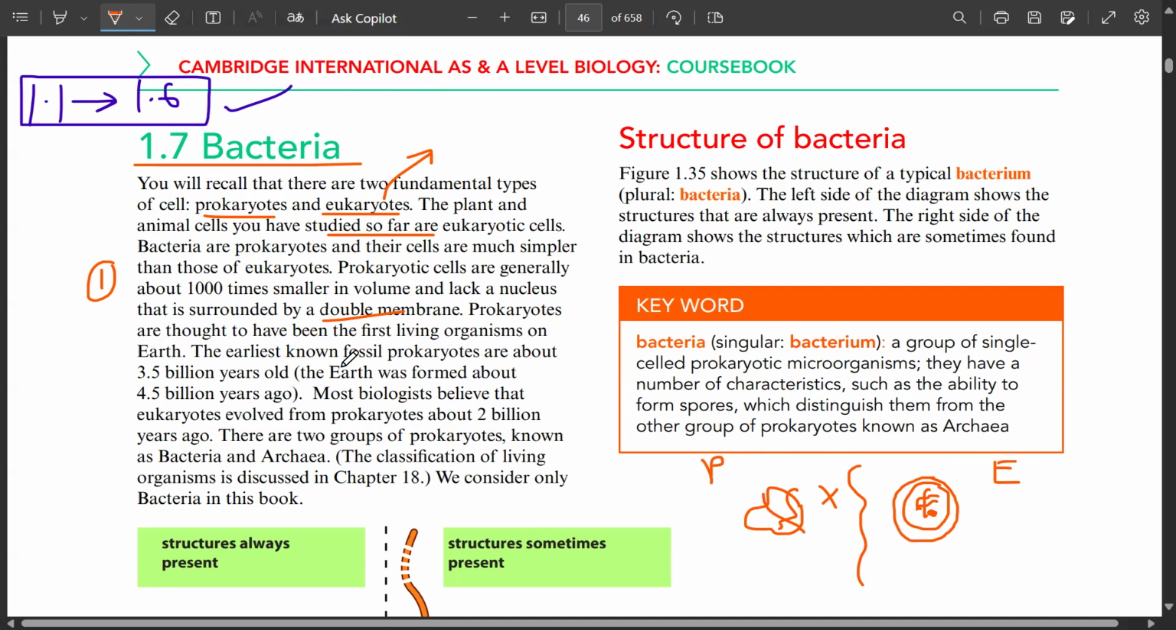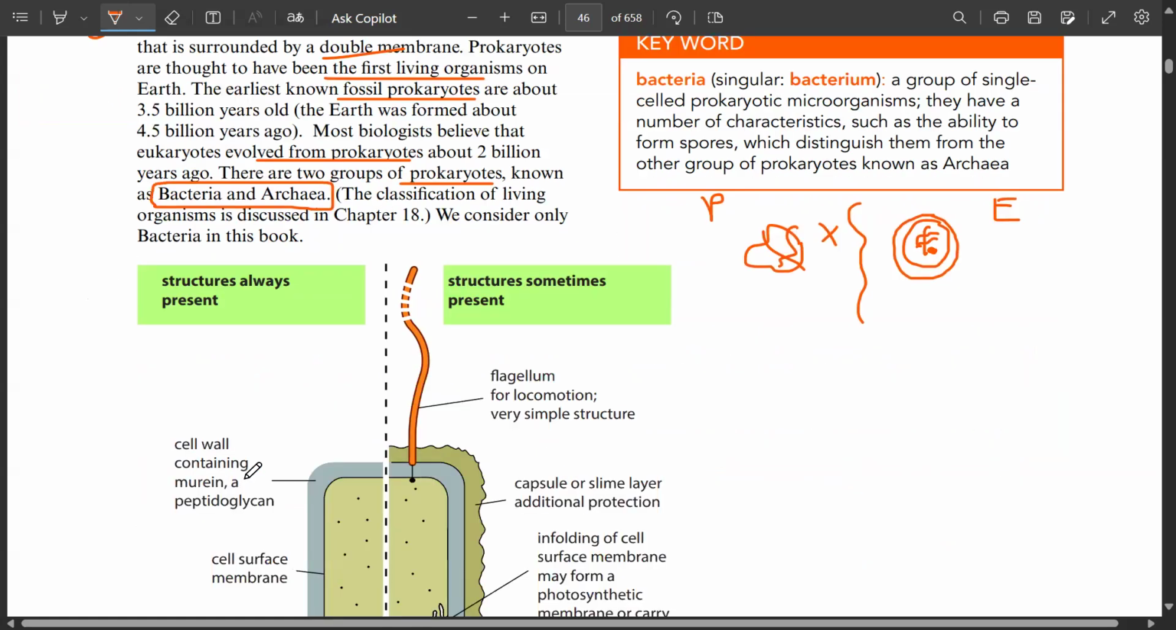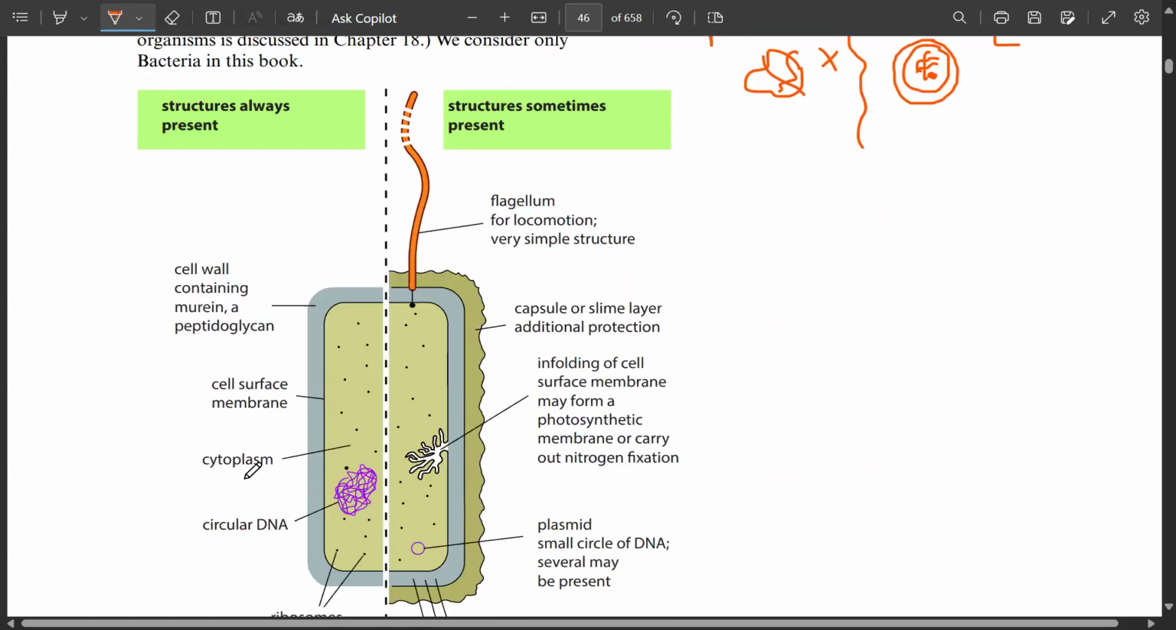Prokaryotes are thought to have been the first living organisms on Earth. The earliest known fossil prokaryotes are about 3.5 billion years old, and most biologists believe that eukaryotes evolved from prokaryotes about 2 billion years ago. There are two groups of prokaryotes that you have to keep in mind, bacteria and archaea. Now, what are the different structures that are always present in all bacteria?